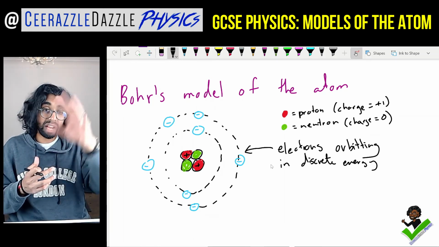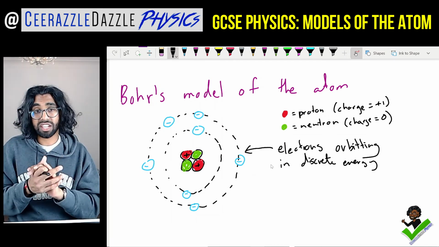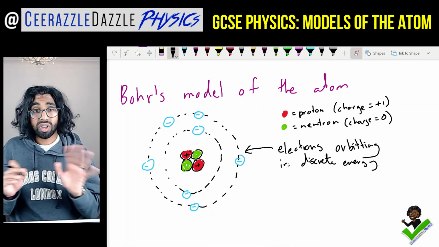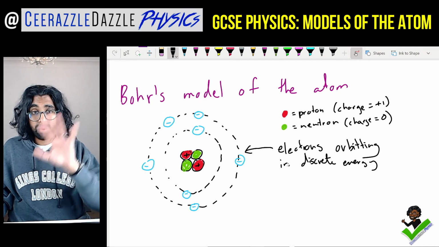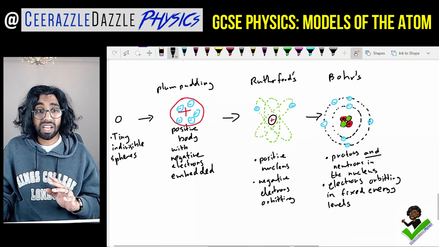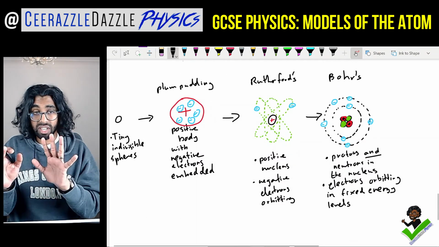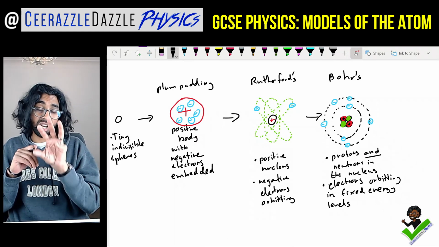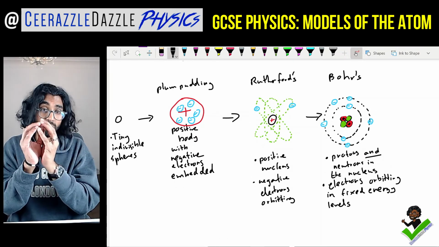So as you can see, we've now reached the stage of Bohr's model of the atom, which everyone knows from chemistry. Wonderful stuff. Now, obviously, guys, we're going to have a quick summary before we move on. As you can see, we've covered all this today. The first model is tiny indivisible spheres. This was the first model of the atom.